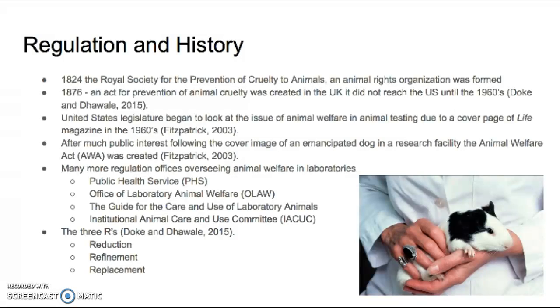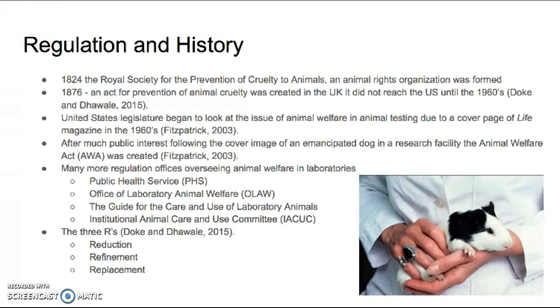The regulation and history of animal testing. The beginning of animal rights and regulations started in the early and mid-1800s. In 1824, the Royal Society for Prevention of Cruelty to Animals, an animal rights organization, was formed. Later, in 1876, an Act for Prevention of Animal Cruelty was created in the UK. It did not reach the United States until the 1960s.